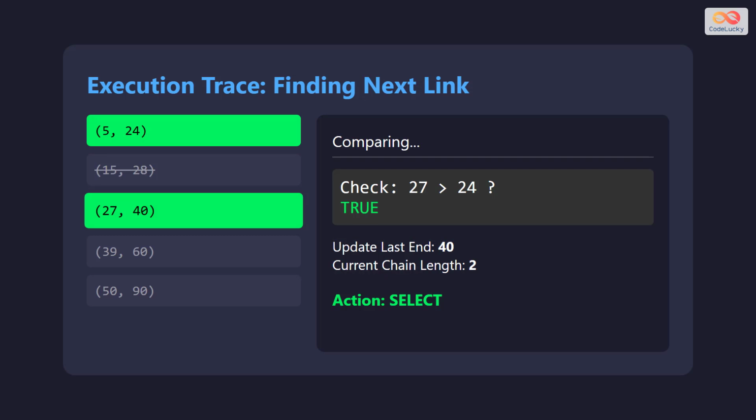Moving to the next pair, 27,40. Does it start after 24? Yes, 27 is greater than 24. This is a valid connection. We select it, increment our chain length to 2, and update our last end value to 40.